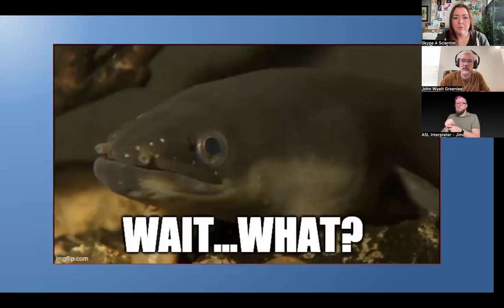Do I have a picture of one? Yeah, they're a much darker color. It's a little hard to see here. And they sort of pack on fat. They become darker.